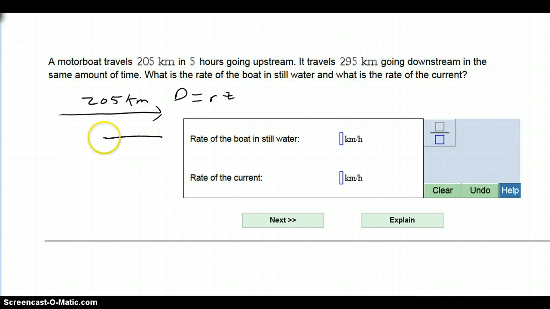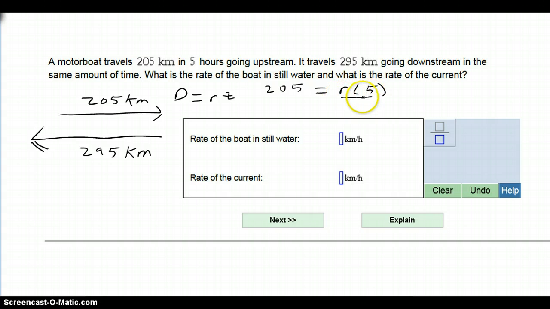And then on the way back down, it goes a little bit farther, so we'll make that 295 kilometers. And we know it takes the same amount of time to go both ways. So this distance equals rate times time. So we could say 205 equals, I don't know what the rate is, but I know it takes 5 hours. So I just filled it in.